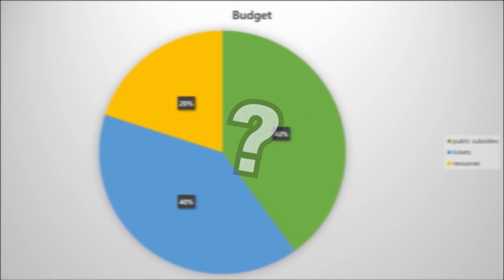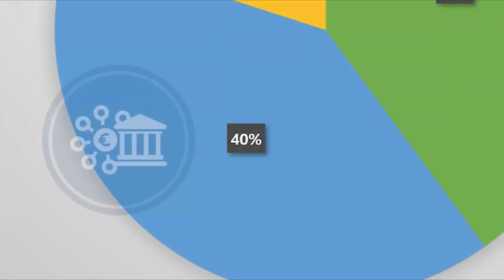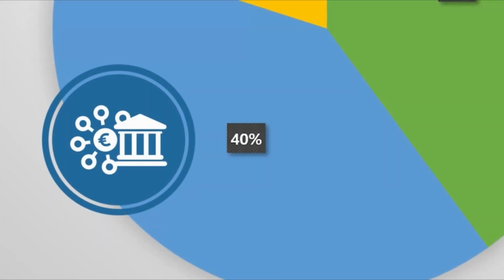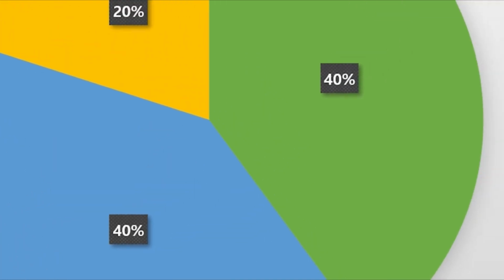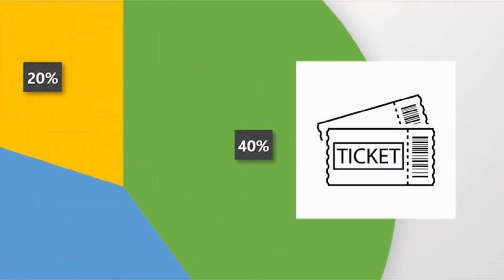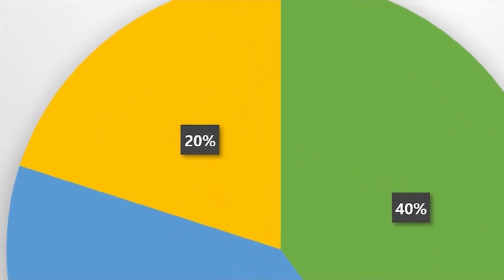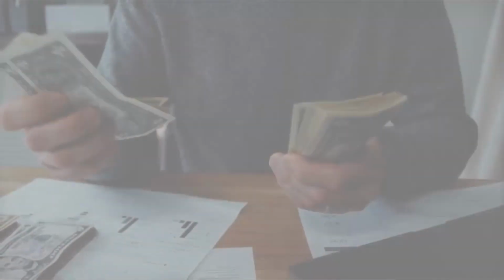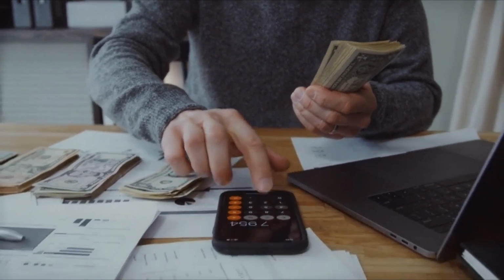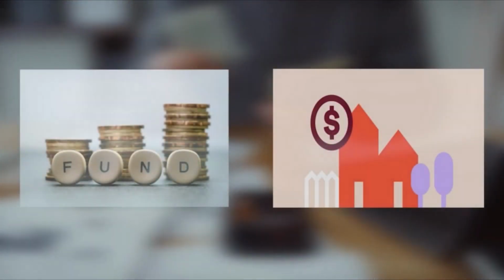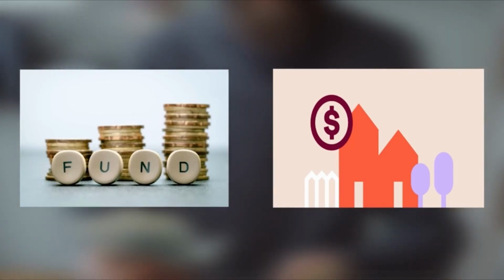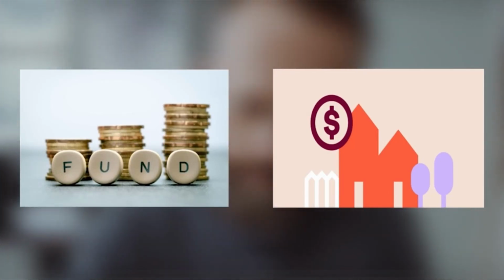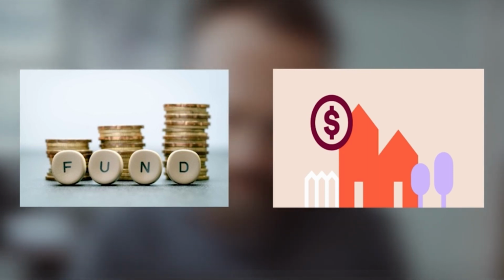So, how is the budget for the river today? 40% is supplemented by public subsidies, another 40% comes from ticket sales, and 20% is financed by their own resources. Those resources include profits from the endowment fund, rent paid by the boutiques at the river, and rentals of the palace for private events.